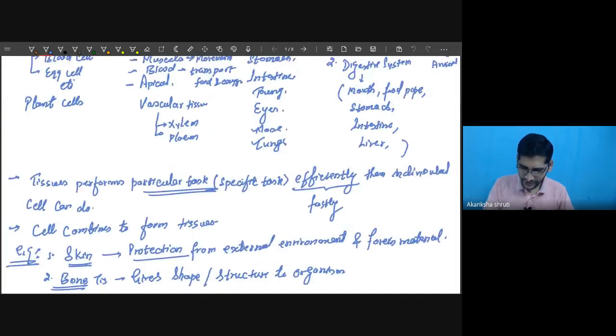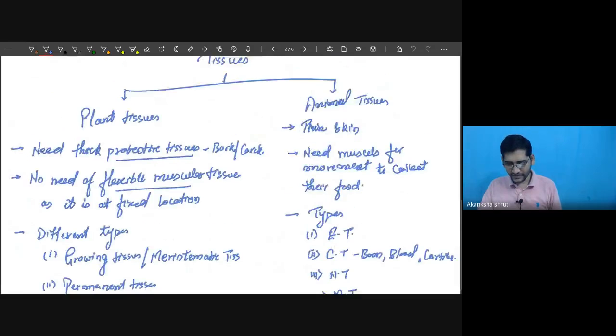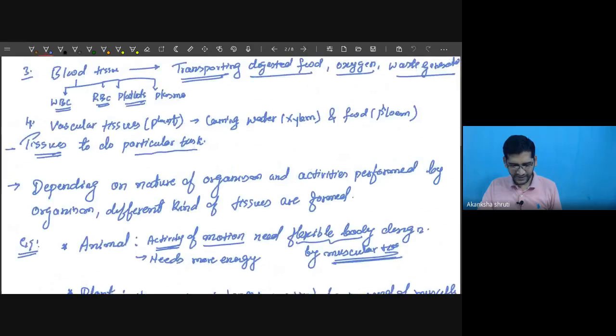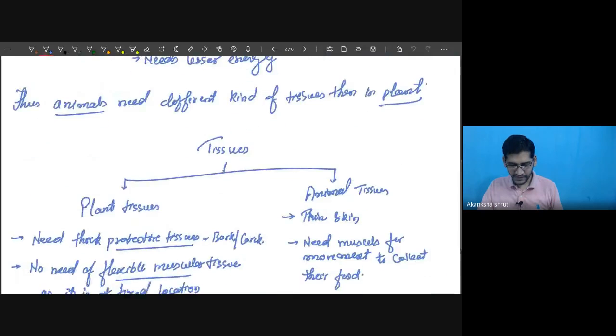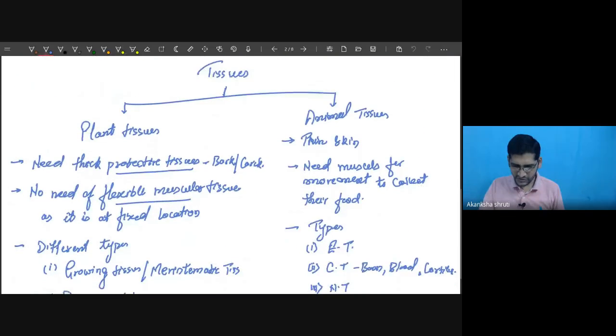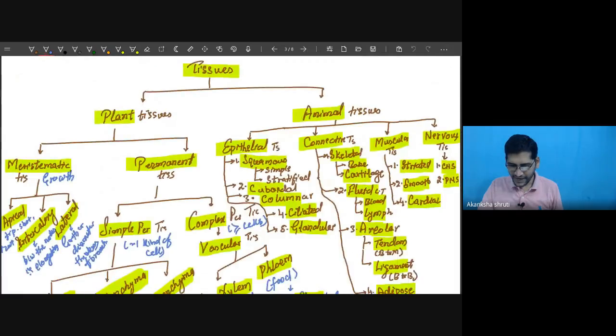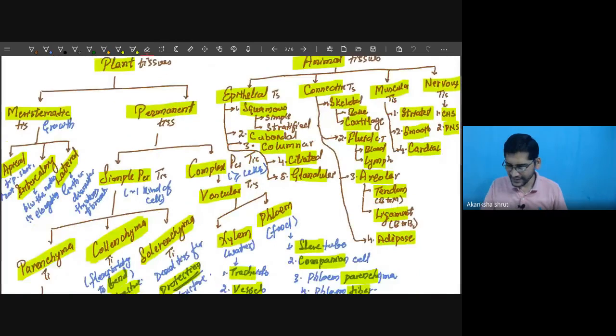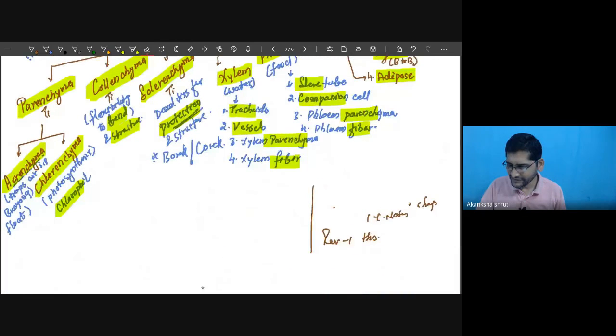So what is their importance? Those things we have also learned. Last day we started with the classification of tissues, broadly plant and animal. Then these plant and animal tissues are further classified into different categories depending on their activities and their function.